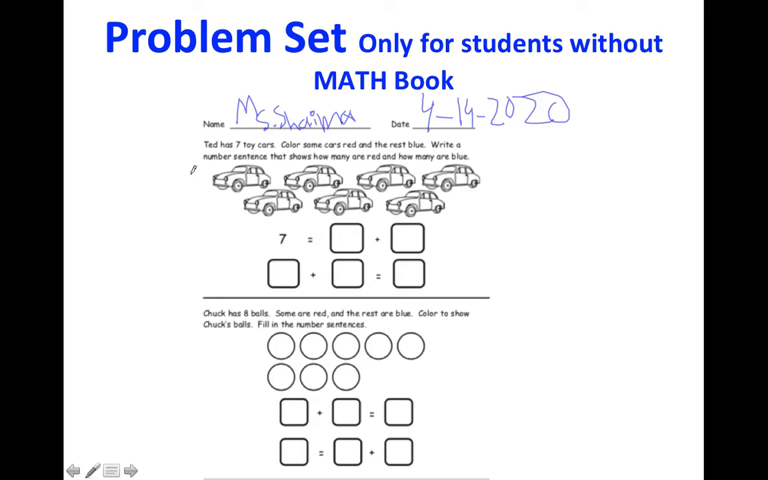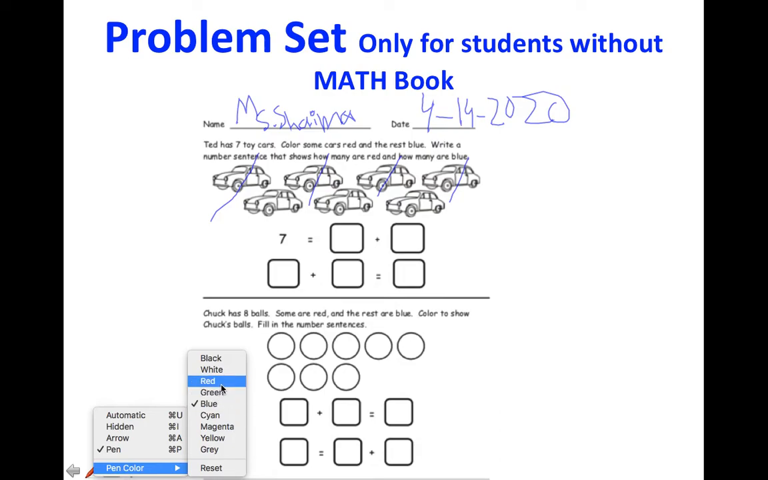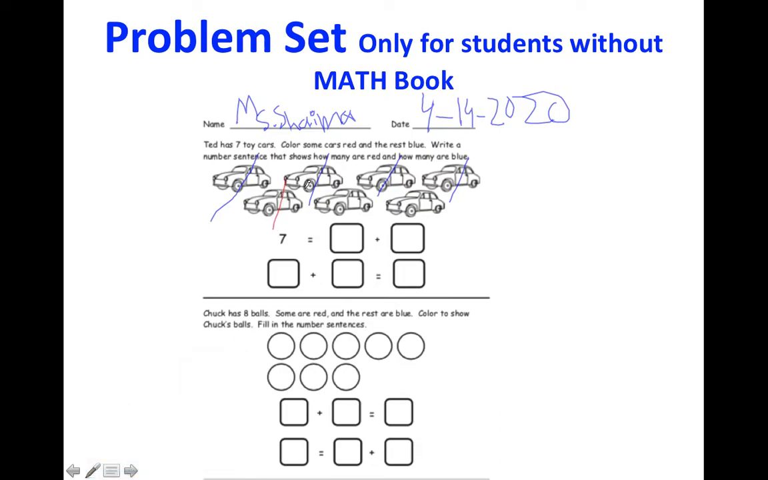So at this time, you don't have to draw a picture. This problem set is only for students who do not have the math book. So at this time, you don't have to draw the picture of a car. You can just do a bunch of circles. So I'm going to draw some lines to show how many of them I want blue. And I'm going to change up the color to make sure I have some reds.